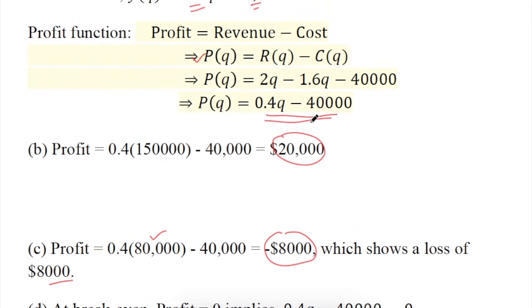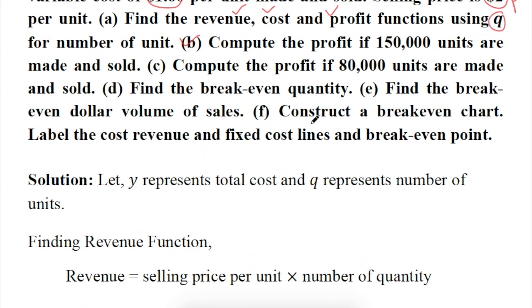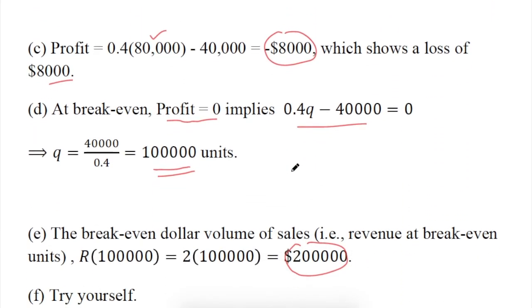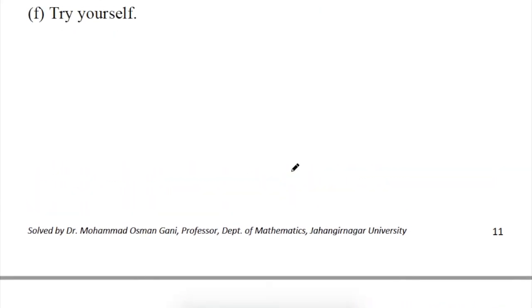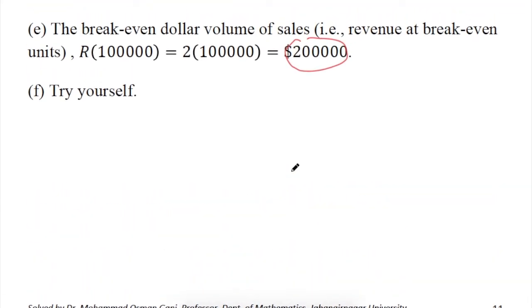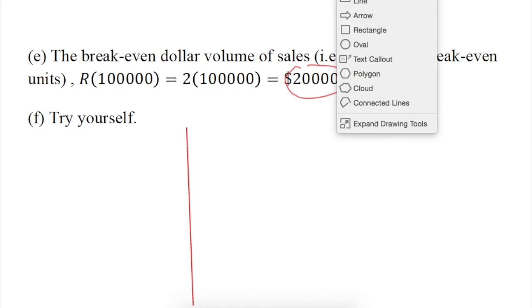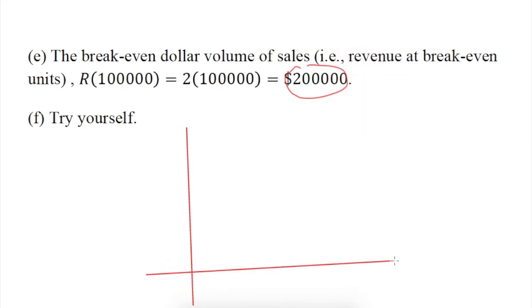So this is our break-even quantity, and the break-even dollar volume of sales is equal to 2 into 100,000, which is 200,000. And then the break-even chart, with cost, revenue, the revenue line, the fixed cost line, and the break-even point. So I think you can try to draw this chart by yourself. Although let me show you quickly. The break-even chart will be what?